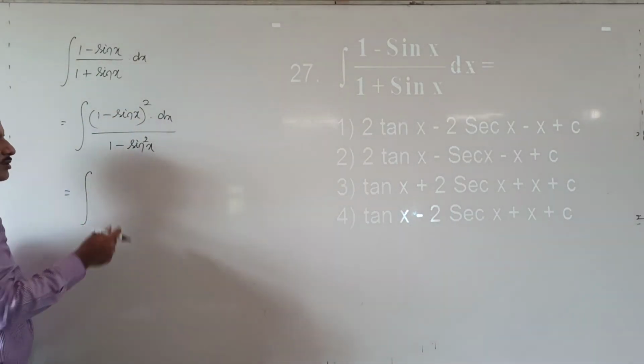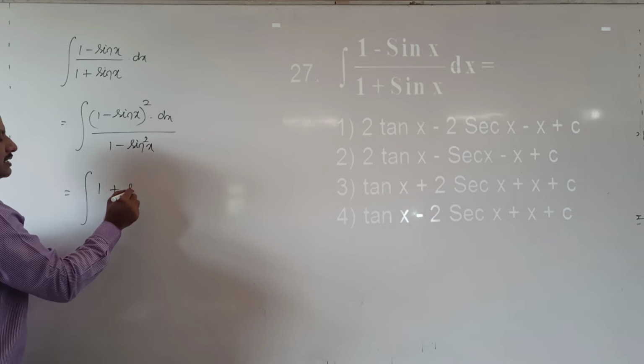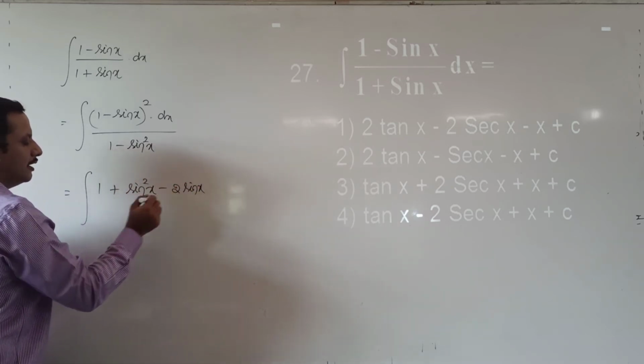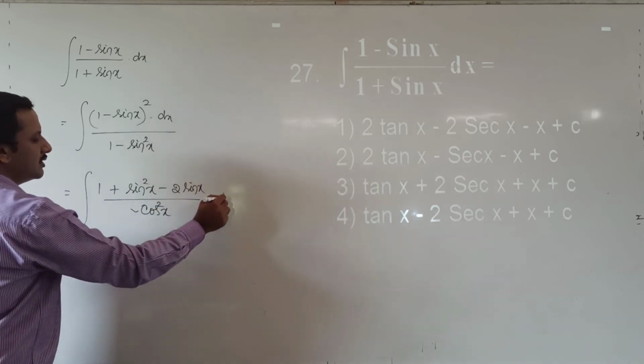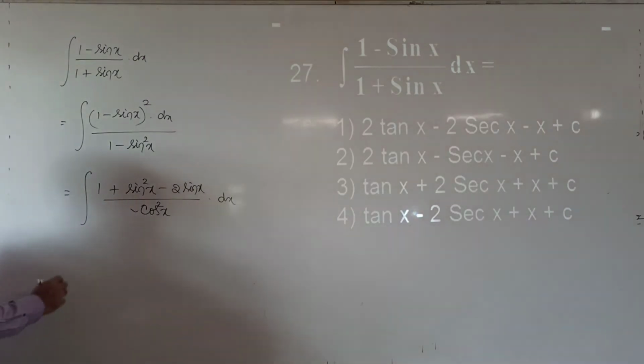(1 minus sin x) whole square, expanded by using (a minus b) whole square. We get 1 square, which is 1 plus sin square x minus 2 sin x, divided by, in the denominator, 1 minus sin square x, which is cos square x. Now split this.